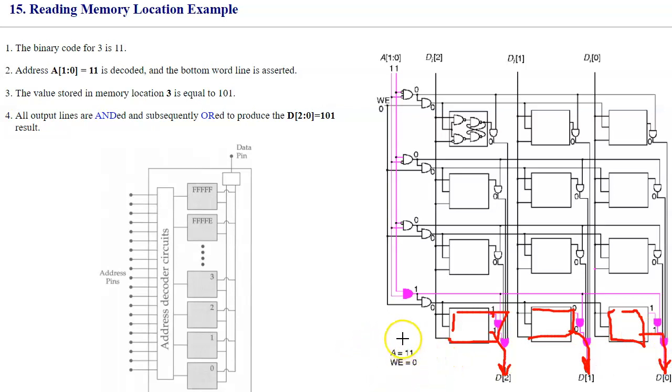In this demonstration, we indicate that the address is set to 11, which apparently corresponds to this memory location made up of these 3 bits, and write enable is 0, which allows us to do the reading, to accept this information from memory.